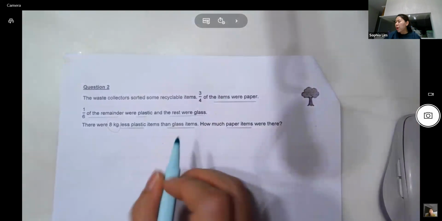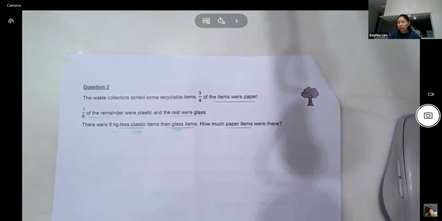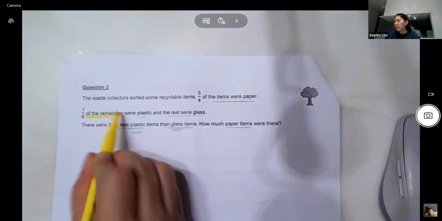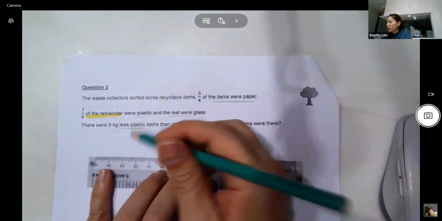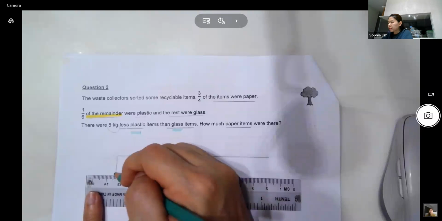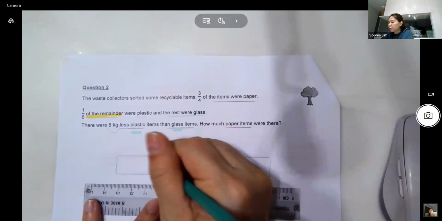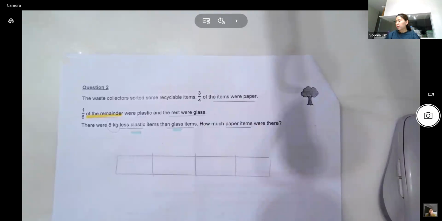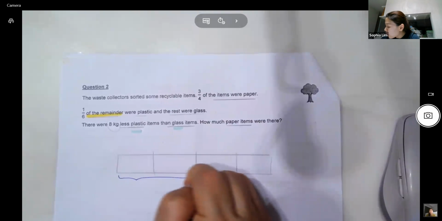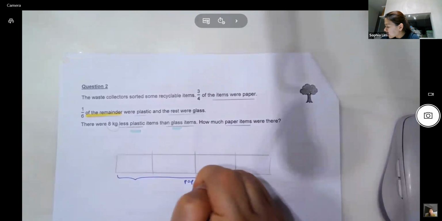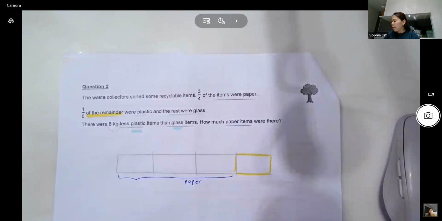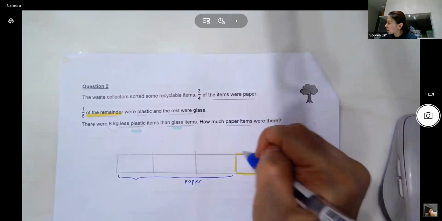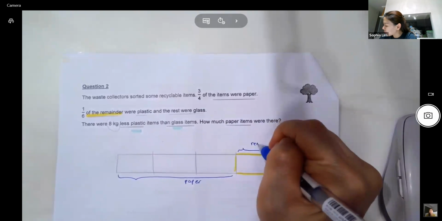Take note, they are comparing plastic with glass. So later when you look at your model, just zoom into this tool. And this is a remainder concept of the phrasing, the remainder. So let's draw a long bar and cut into 4. And 3 out of 4 were paper. The rest is actually our remainder. You can see it's always the same step together.